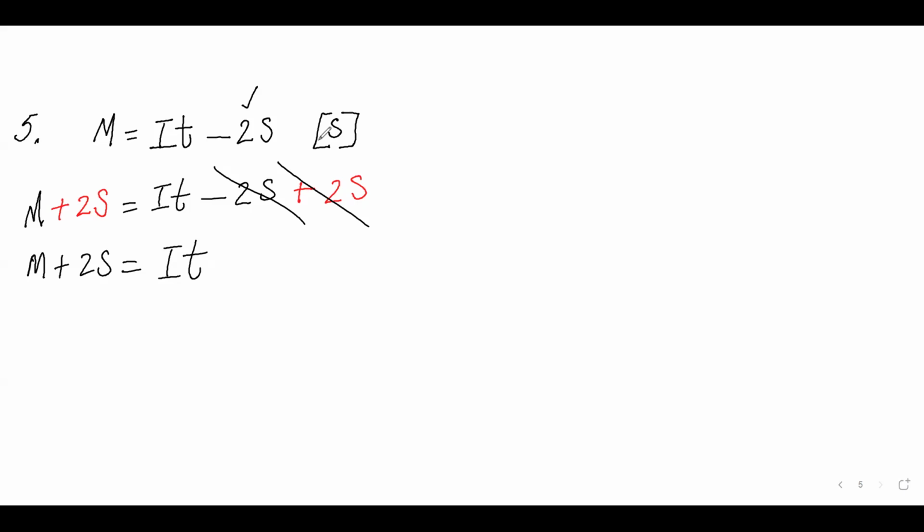No, Alike, you have to take the 2S on the other side first with the M. I don't understand why you carry the IT over. We carry the 2S to make it positive, so we carried it on the other side. So Alike, can you do this over? So M is equal to IT minus 2S. So now you'll have M plus 2S equal to IT.